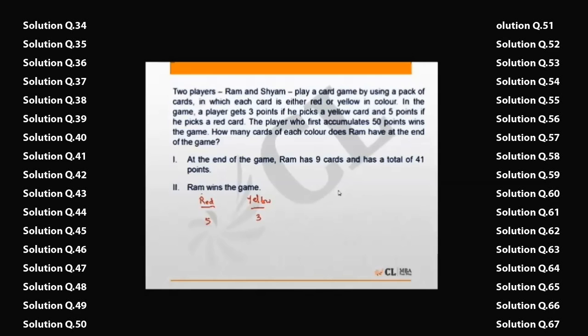So we can uniquely find out how many cards he would have of yellow and red, given the fact that he had 9 cards and he had 41 points.